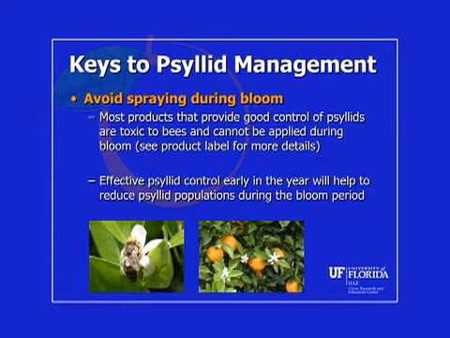Getting out early and controlling the psyllids is also important because we need to avoid spraying for psyllids during the bloom period, or the times when citrus trees are in bloom. And this is due to issues with pollinators, especially honeybees. Most of the products that are very effective for controlling psyllids are very toxic to honeybees and other pollinators, and so they cannot be applied when citrus is in bloom. So getting out and controlling psyllids early in the year will help to prevent the need to spray for psyllids during this bloom period.